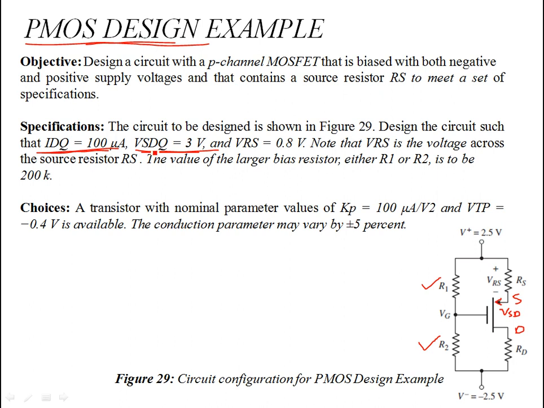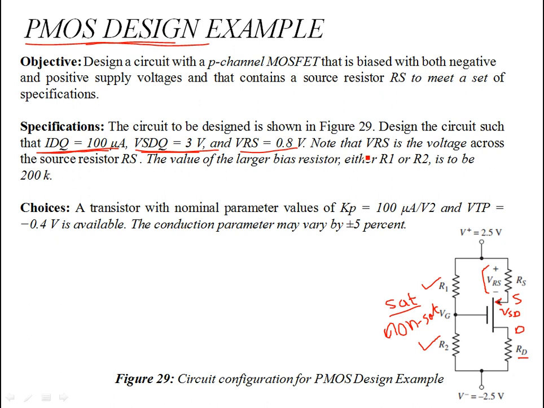This VSDQ is going to determine whether the transistor is in the saturation region or in the non-saturation region, so we have to determine whether it is sat or non-sat. The other thing is that you need to find RD as well, which is the resistance at the drain. And you're also given VRS of 0.8 volts. This VRS is 0.8 volts over here.